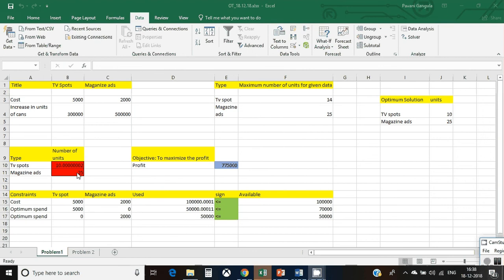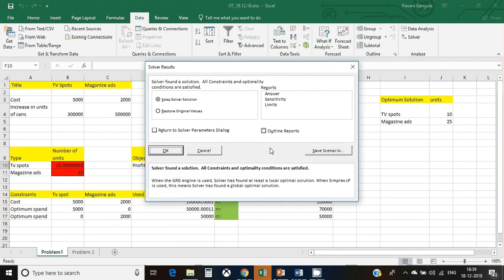See, here we get the optimum solution given by the Excel solver to get the maximum profit under all the three constraints. So the optimum number of TV spots that we can go for is 10 units, and the optimum number of magazine ads that we can go for is 25 units. We can keep the solver solution if we want to, or we can just ignore it.